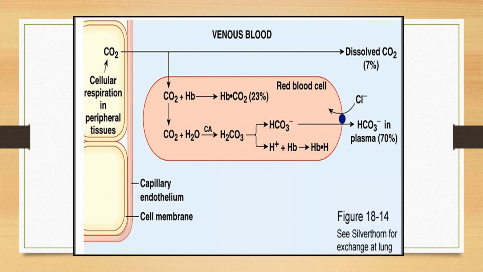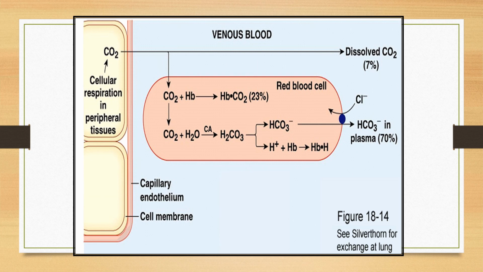The bicarbonate when formed, about 75% of it will go to the plasma to combine with sodium to become sodium bicarbonate, and this will be in exchange with chloride. This passage of the negative ions will create positivity inside, so chloride will be attracted and water will shift with the chloride. This is what we call the chloride shift.